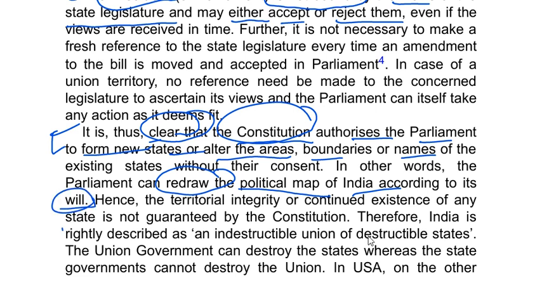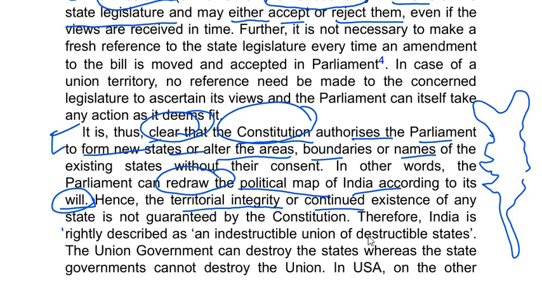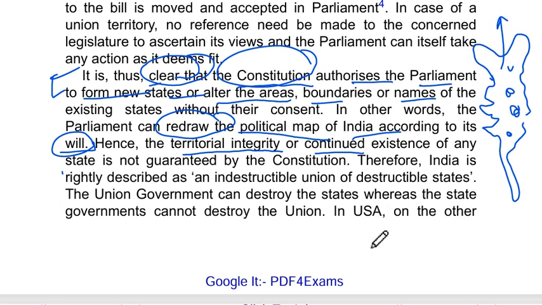Okay. So territorial integrity and continuity of existence will remain, but regarding the overall outward boundary of India, we can't change the boundary at all, but we can redraw the internal boundary of the states. That is why India is rightly described as an indestructible union of destructible states. So we can change the internal boundary of an individual state, but we can't change the overall outward territorial boundary of India. Right.